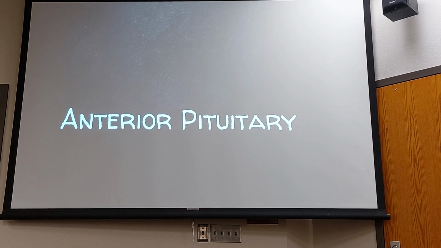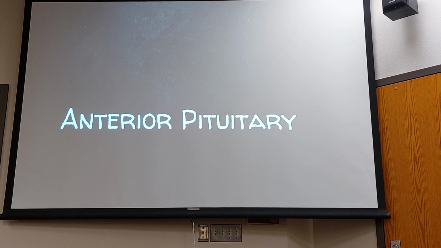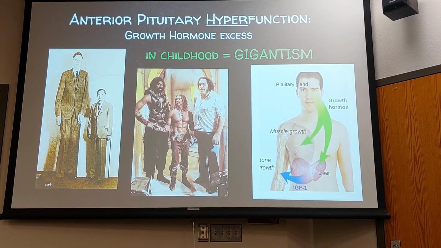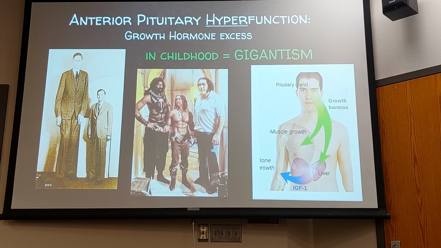Remember that picture earlier? There's a whole bunch of hormones that stem from the anterior portion of the pituitary, but we're going to talk about the growth hormone in particular. All right, so in childhood, increased growth hormone can result in gigantism.